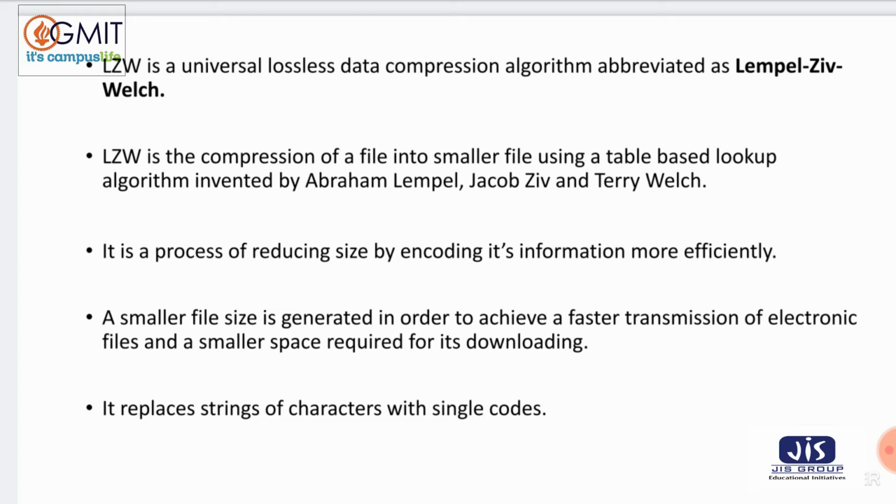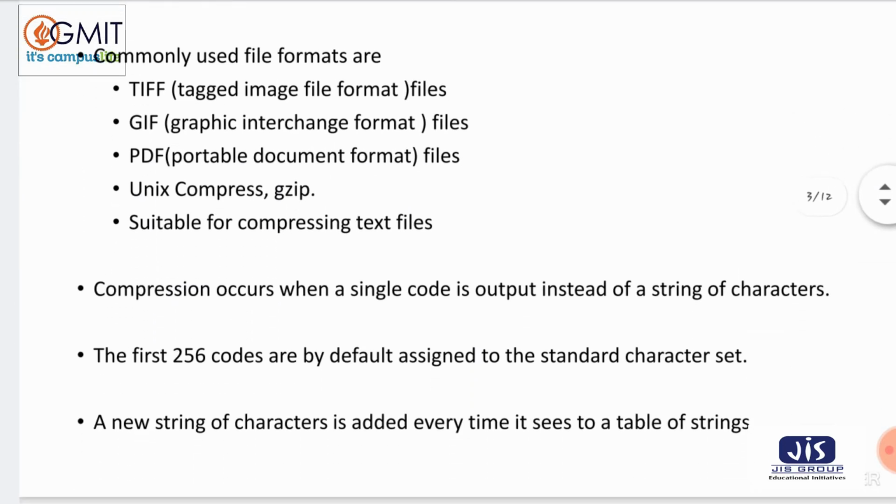First step, reading a sequence of symbols. Number 2, grouping the symbols into a string, converting the string into codes, and then finally we get the compressed data. The first one, reading a sequence of symbols. Second, grouping the symbols into a string, then converting the string into codes, and finally we get the compressed data.